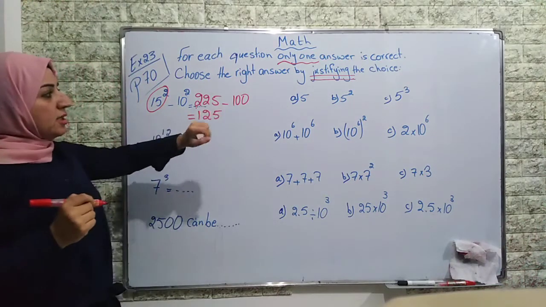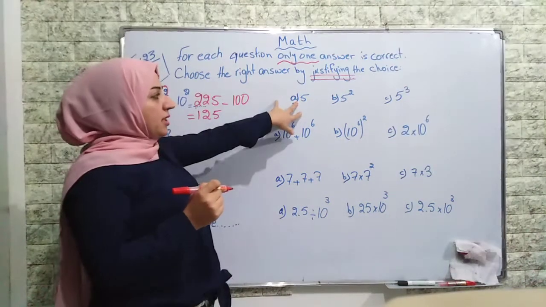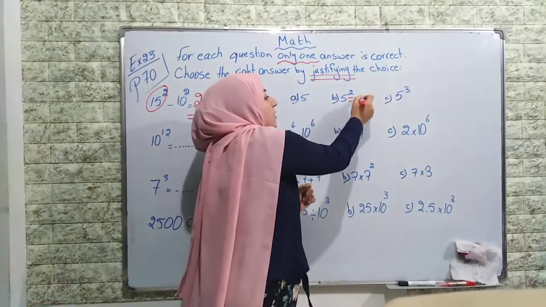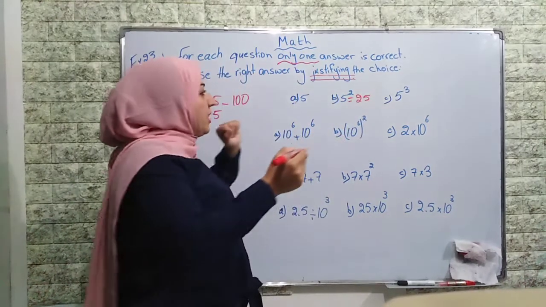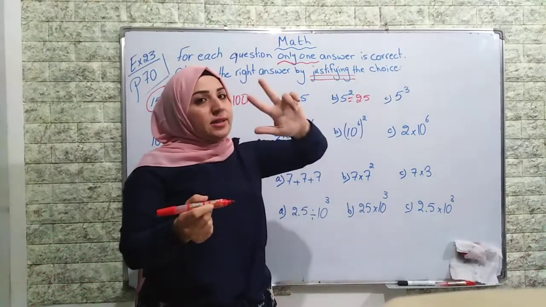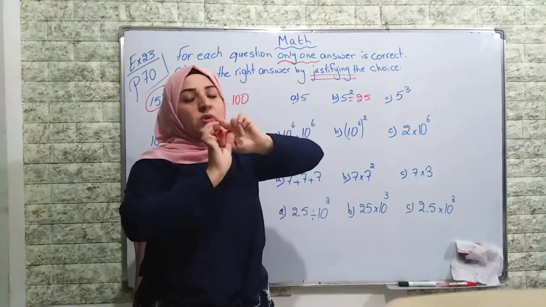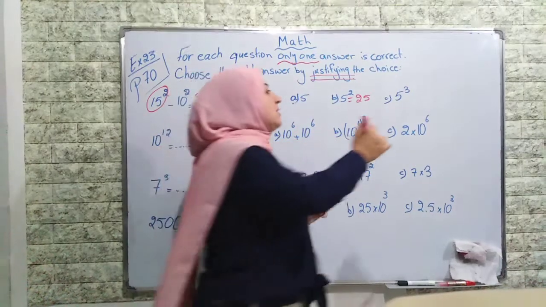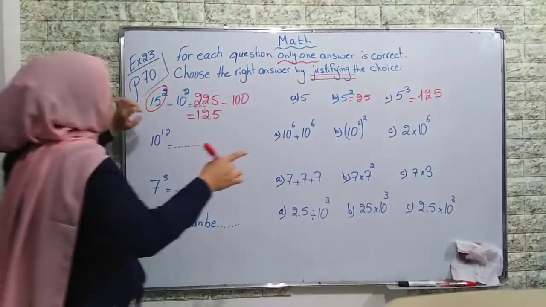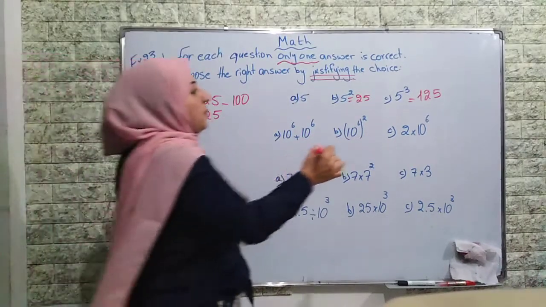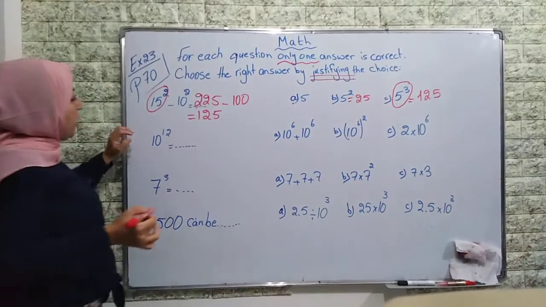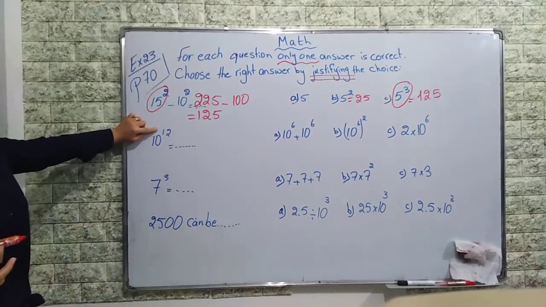Let's check which answer is correct. 5 is not the correct answer. The 5 square, it's 5 times 5, which is 25. It's different from our answer. 5 to the power 3, it's 5 times 5 times 5. 5 times 5 is 25. 25 times 5 is 125. So which of them is exactly like our answer? It's part C.